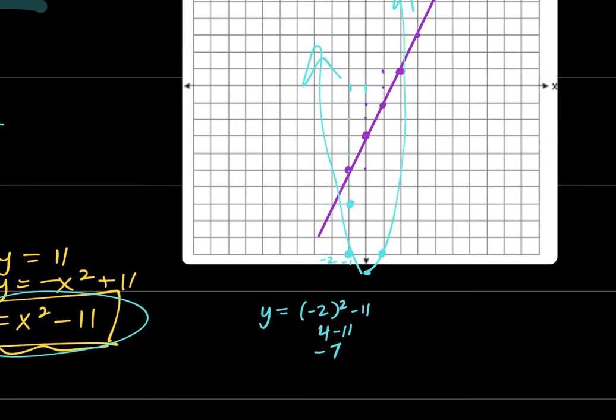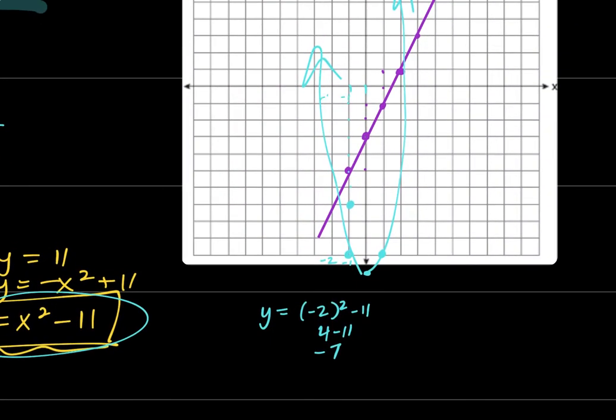Just kidding. This is -1. This is -2. 1, 2, 3, 4, 5, 6, 7. There we go. I went to -1 first. So now I know that is one of my points of intersection.